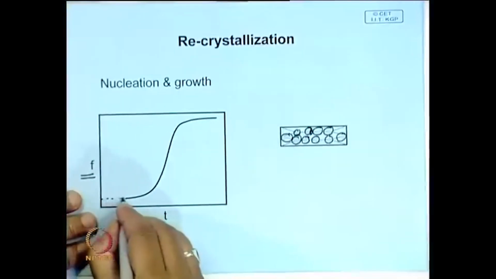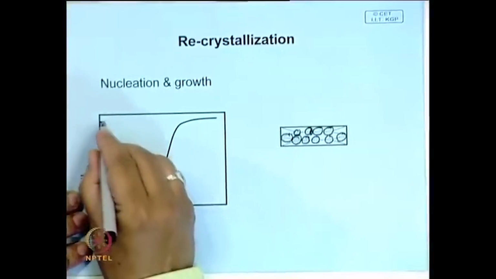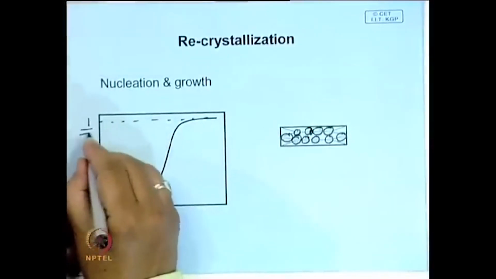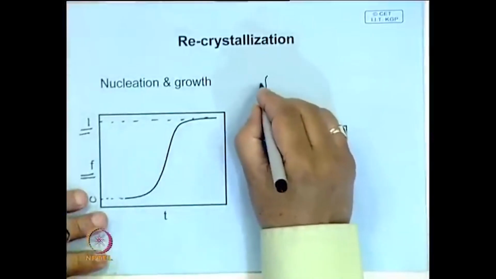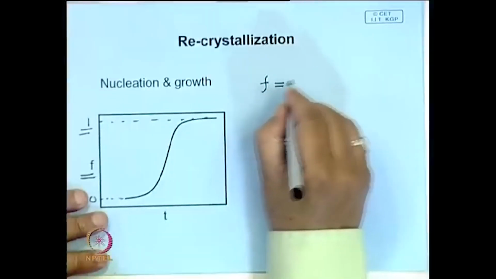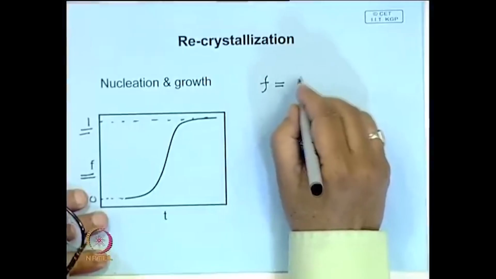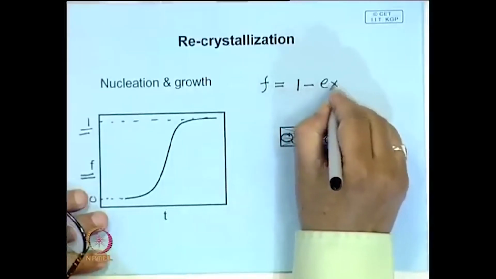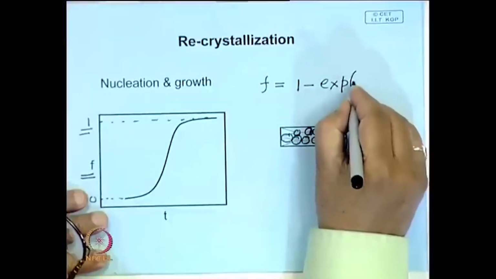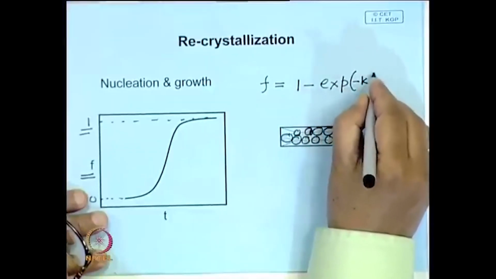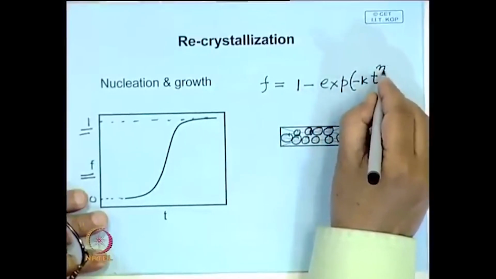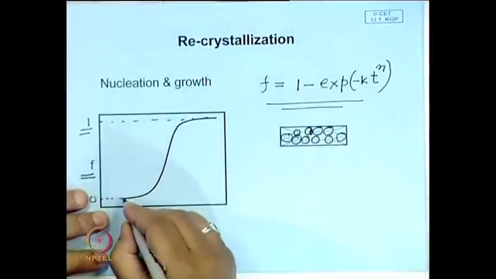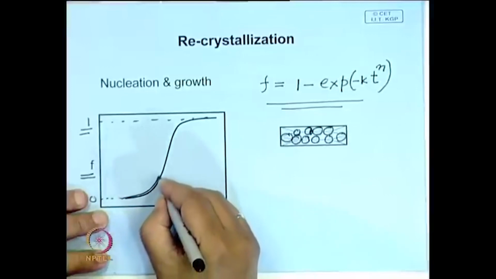So, therefore, for the process of recrystallization, let F be the fraction recrystallized. Here it is 0 and here it is 1. Then the fraction recrystallized follows a plot something like this: F equals 1 minus exponential of minus some constant times time to the power n, and the nature of this is like this S plot.